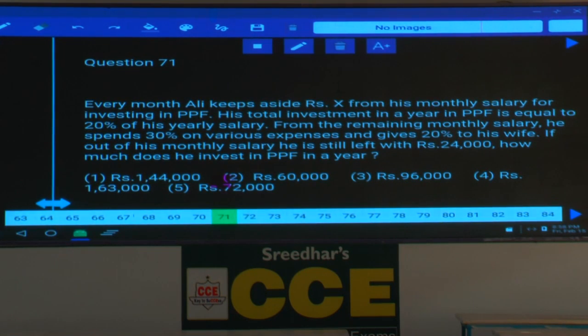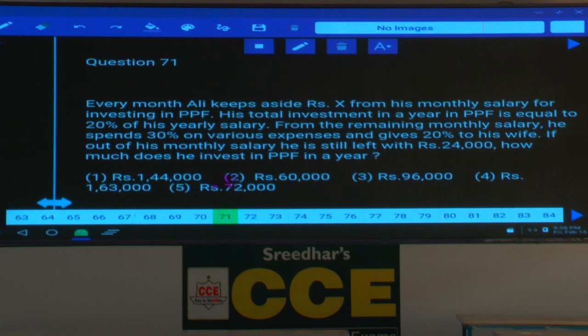Next. Ali keeps aside X rupees from his monthly salary for investing in PPF. Record this in your mind. So in PPF he is investing X rupees per month. His total investment in a year in PPF is equal to 20% of his yearly salary. The previous statement is about monthly, but now this is about yearly. In a year, out of his total income, if he is spending 20% in PPF, monthly also he will spend the same percentage. 20% is equal to X rupees. Then 100% is equal to 5X rupees. This is the monthly salary.